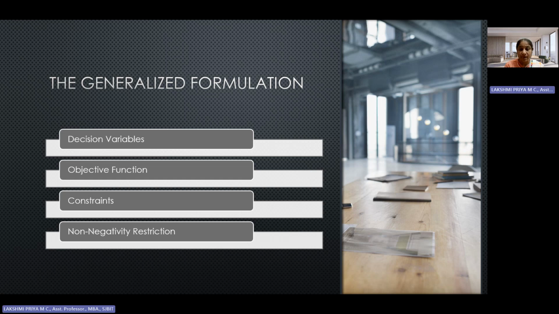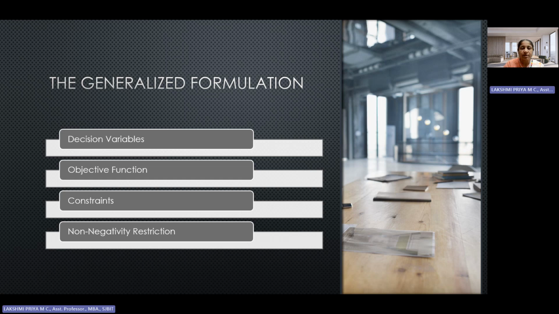Decision variables. What are these decision variables? These are those variables which we decide upon to determine how much of each has to be produced or has to be sold, etc. They are unknown variables. We will not be knowing the value of these variables. These are the things we need to decide on, like how many units of A to be produced and how many units of B to be produced.